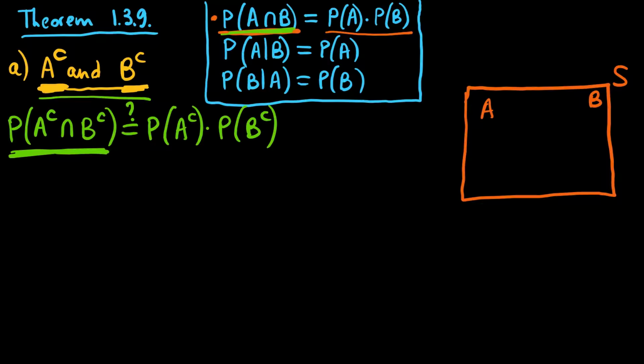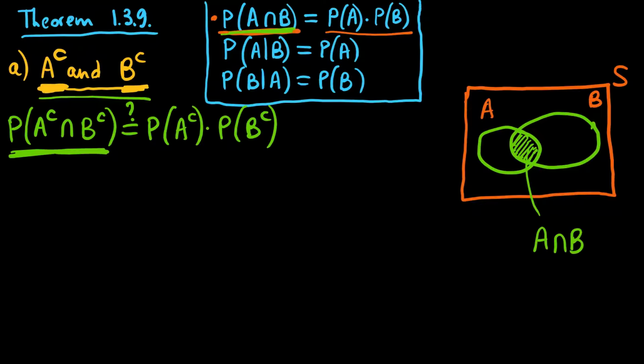So we got our sets A and B, and we know what A intersection B looks like. This here is A intersection B. And then what about the complement of A intersection with the complement of B? Those points are the ones that are outside of the union of A and B.